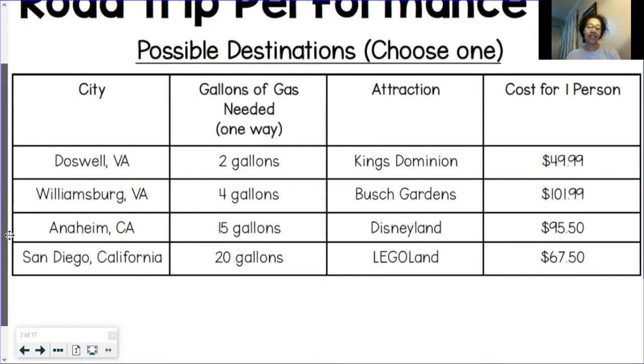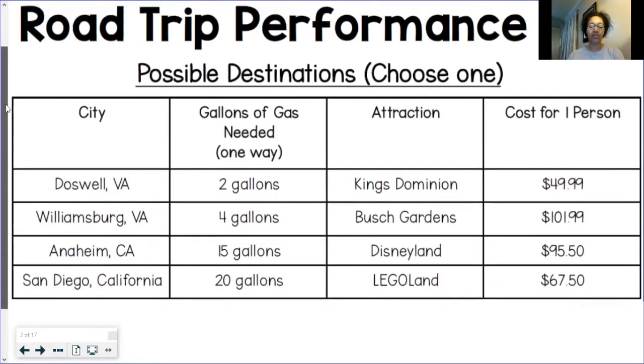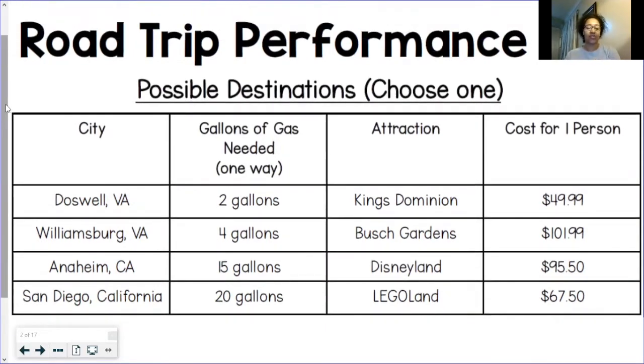So it shows the gallons of gas needed, but it only shows one way. Well, once you go to this location, you will have to come back home. So we're going to look at how much it is going to take us in gallons to get us back home if we go there? Also on this table, you notice that we have the cost to get into these attractions. Yes, it does cost. We won't get in for free. So it tells you how much each location costs.